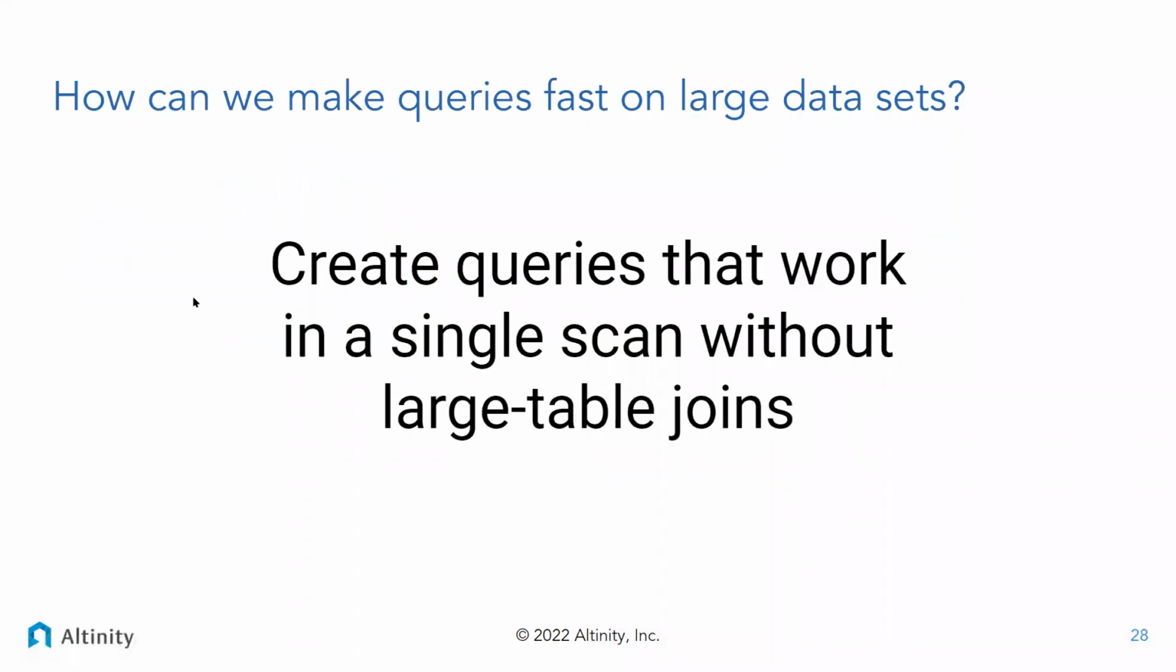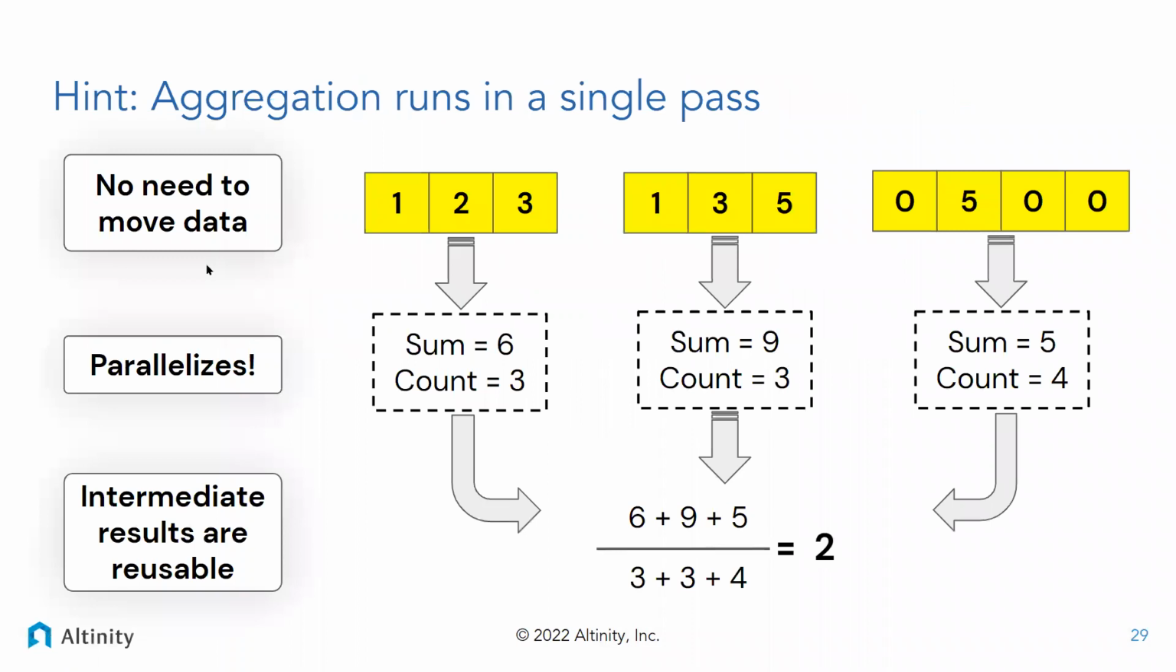So returning to our basic question about how we make queries fast on these large data sets, the key is to create queries that work on a single scan without large table joins. You just want to have a linear scan, and you want to just do one. Let's have a look at some of the ways that we can do it. How would we actually do that? What tools do we have available?